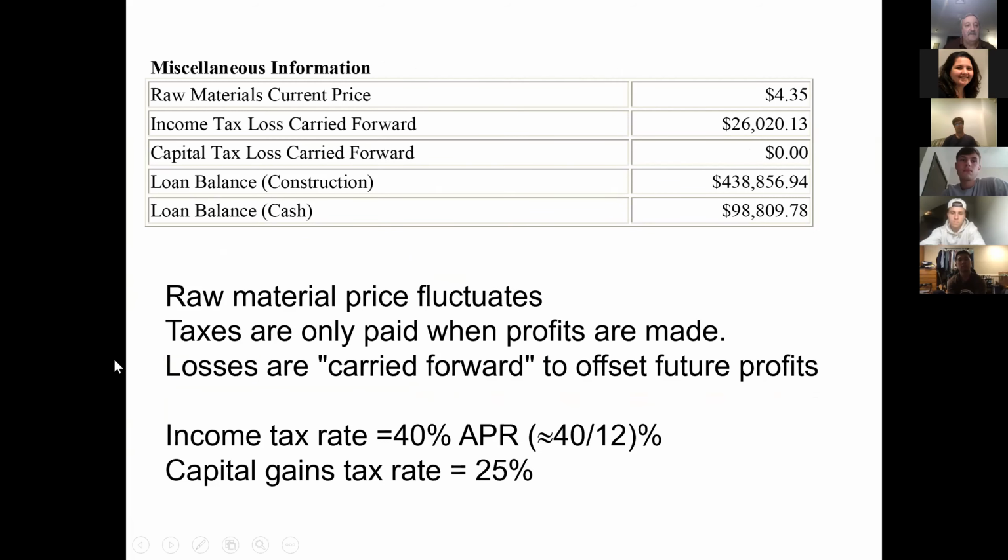Okay. Miscellaneous information on the company report, current raw material price. So if you had an income tax loss, that loss gets carried forward to future periods to offset income. So in this period, you had a loss of $26,000. That'll be carried forward to offset future income. Same for capital gains. And this is how much you owe on your construction loans and how much you owe on your cash loans.